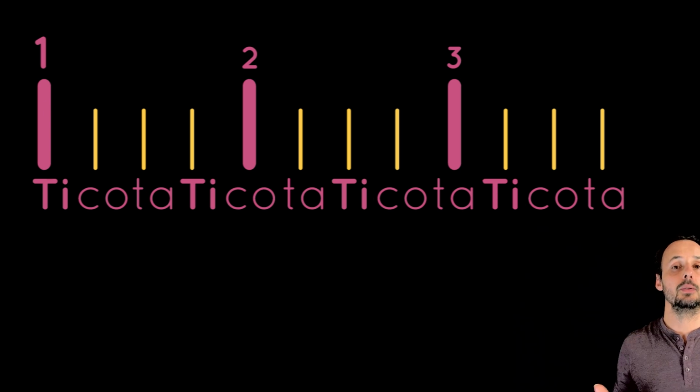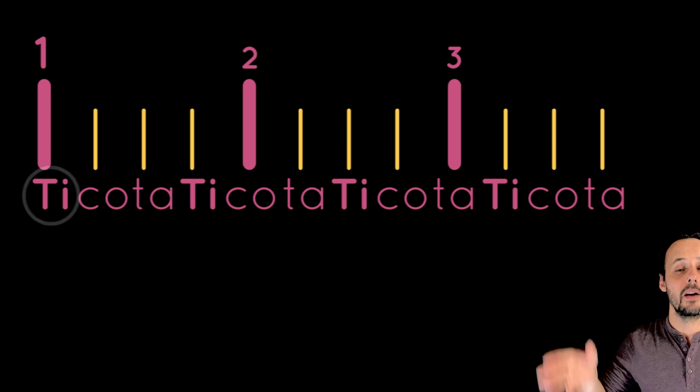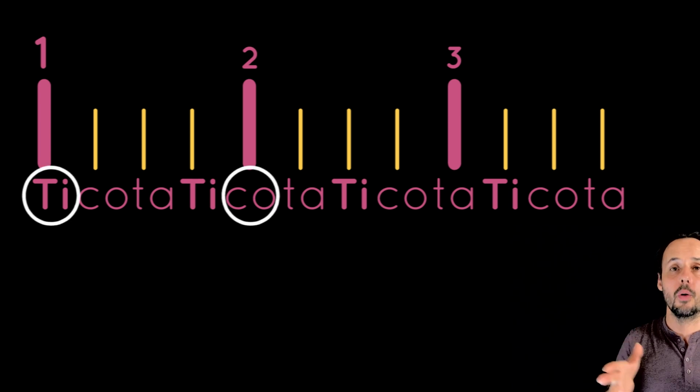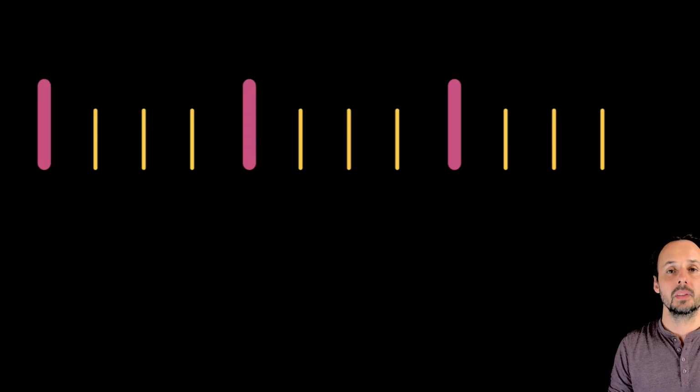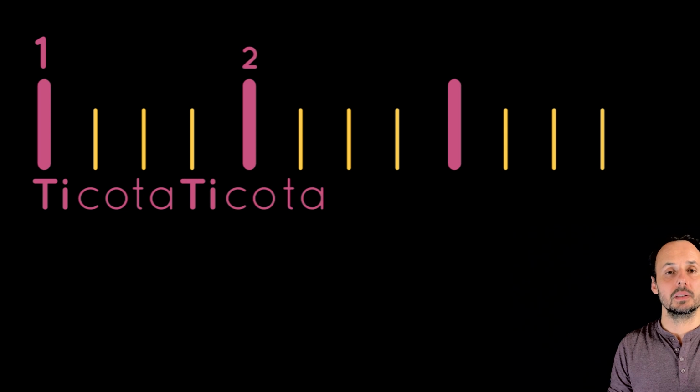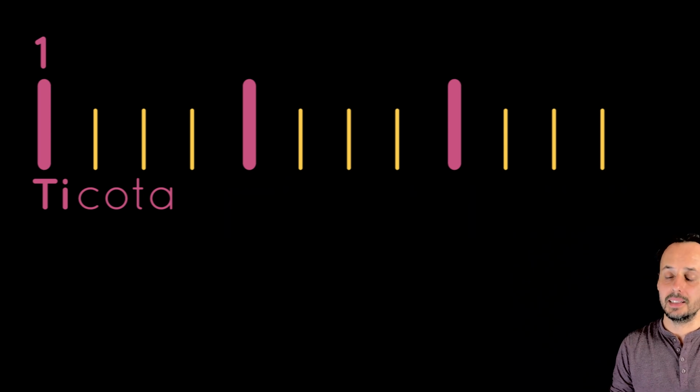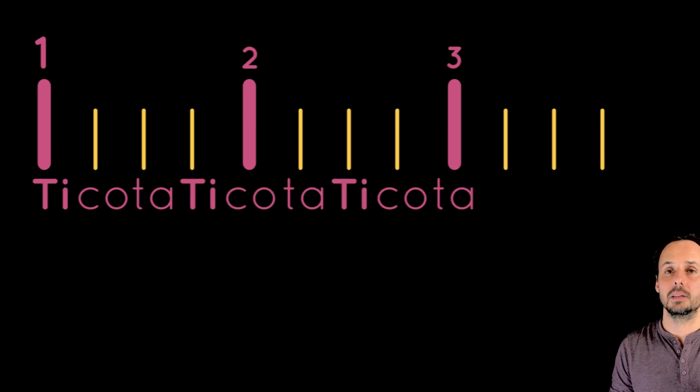And something else that you can observe, it's always interesting, that on the first beat we have T, on the second beat we have ko, and on the third beat we have ta. Ticota. Awesome, right? I do it slower. Ticota, ticota, ticota, ticota, ticota, ticota.